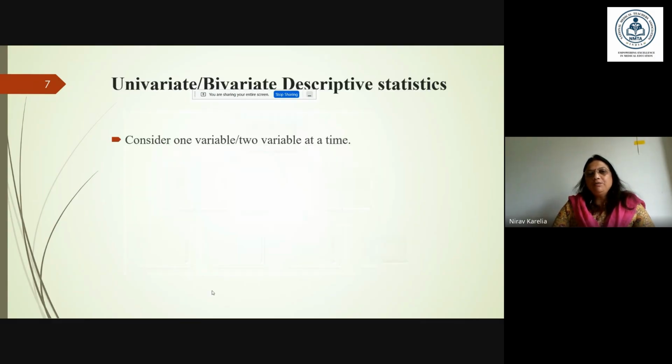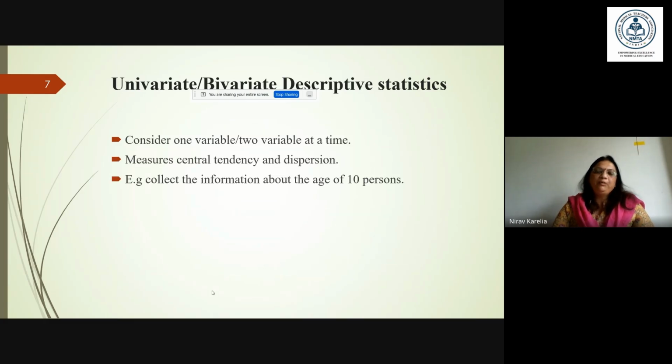Now come to univariate or bivariate descriptive statistics. What do we mean by descriptive statistics? You only describe your data; you don't apply any inference or interpretation. Suppose I consider one variable, then it becomes univariate, and if I consider two variables at a time, it becomes bivariate.